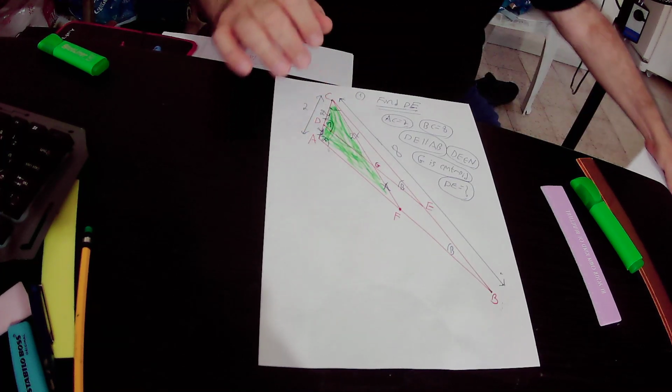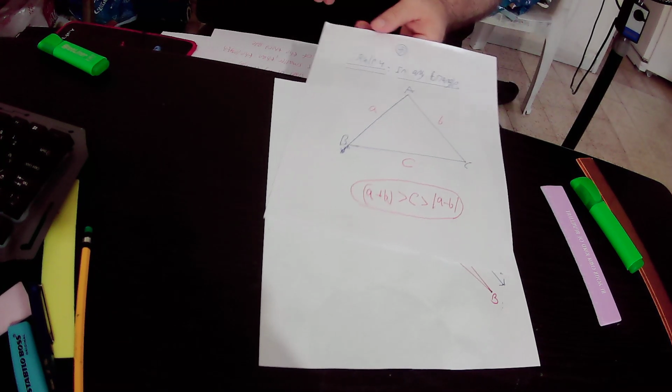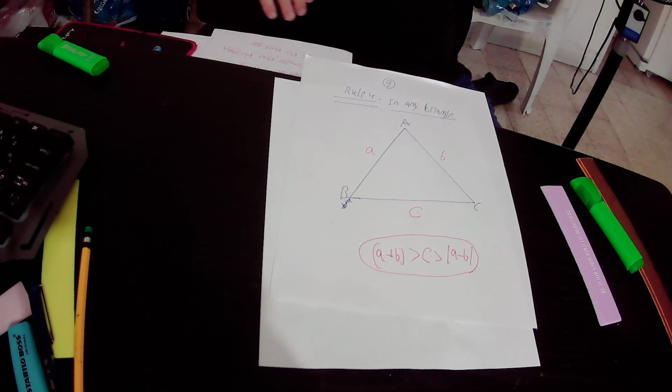Okay, then I presented to you rule number 4. Rule number 4 states that the sum of two sides of any triangle will always be greater than the length of the third side from one side, and from the other side the difference between two sides of any triangle will always be smaller than the length of the third side.